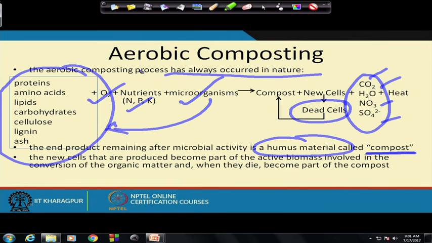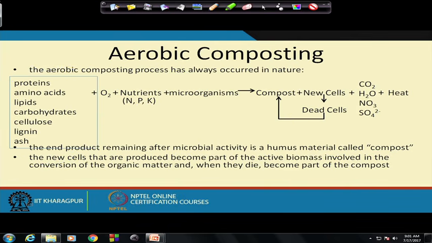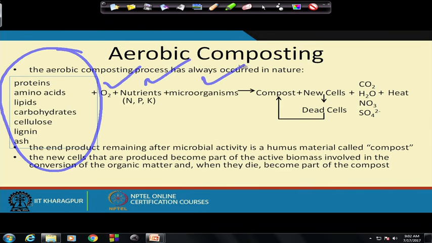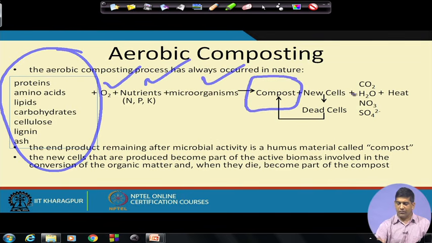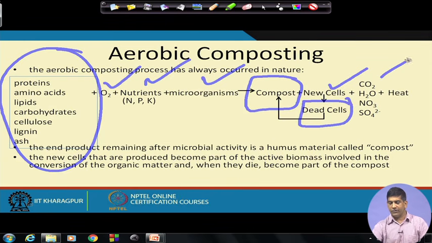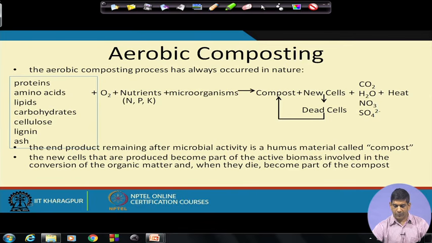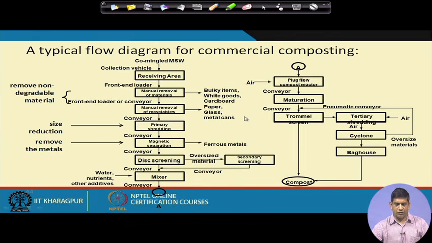So, compost is essentially a very simple process. You have your food waste or organic fraction of municipal solid waste, supply oxygen, supply nutrients, some microorganisms, and you get your compost produced, new cells produced, and there will be dead cells which will become part of the compost, some gas released, and it is an exothermic reaction, so you have some heat released as well. That is a very simple description of how composting is done, and next, how composting is done in a big cell.